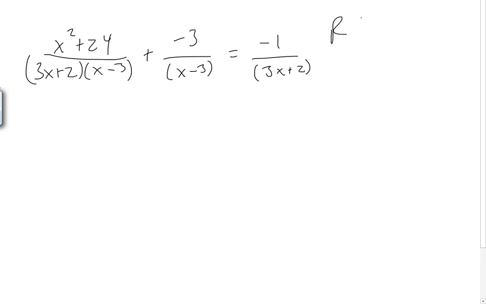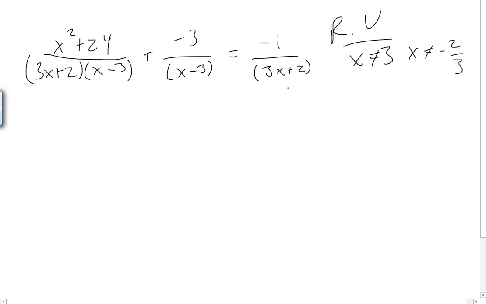Again, I haven't actually solved anything. I just found that x can't be equal to 3 or x can't be equal to negative 2/3. These are the two restricted values that I got from setting the denominators equal to 0. But I want a fraction bust. I want to multiply everything times 3x plus 2, x minus 3. Really, I'm just doing it on top so that I can cancel out the denominators.